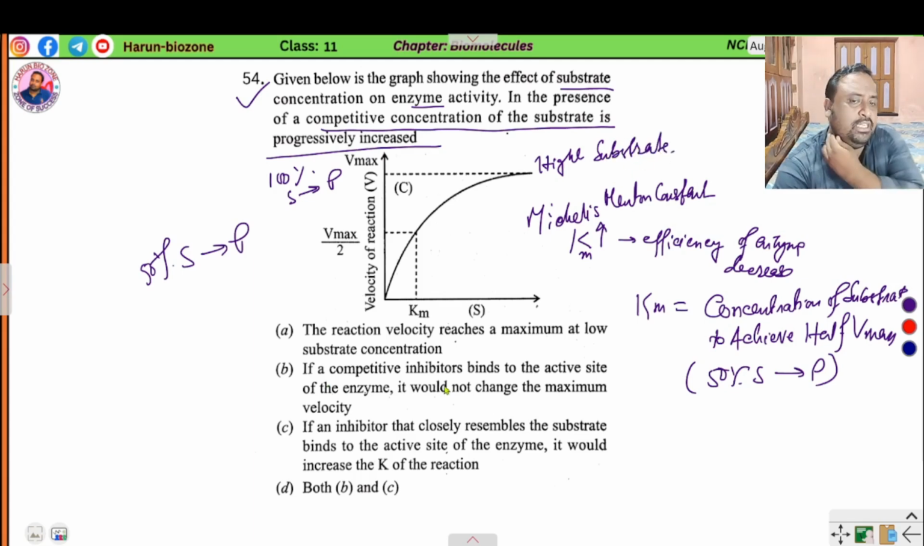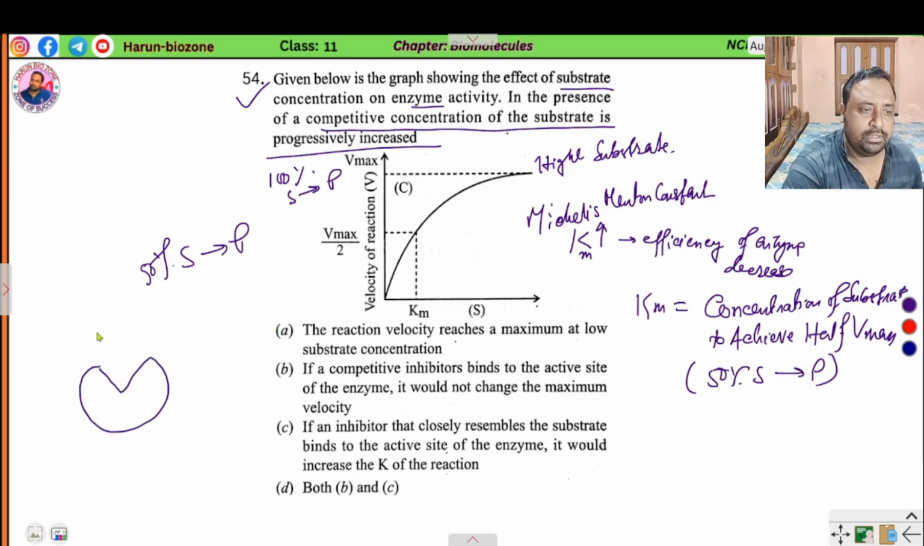If a competitive inhibitor binds to the active site of the enzyme, both inhibitor and substrate compete to bind the active site of the enzyme. It would not change the maximum velocity. In case of a competitive inhibitor, Vmax is not changed. This is the correct option B. Also, if an inhibitor that closely resembles the substrate binds to the active site of the enzyme, it would increase the Km of the reaction.